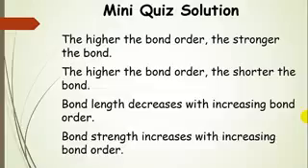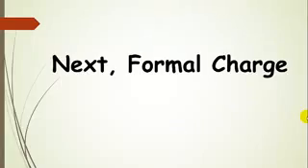Another way that you might have said it is that bond length decreases with increasing bond order. So again, bonds get shorter as the bond order increases, and bonds also get stronger as the bond order increases. Okay, so the next thing we're going to talk about is formal charge, and we will be ready to draw Lewis structures.